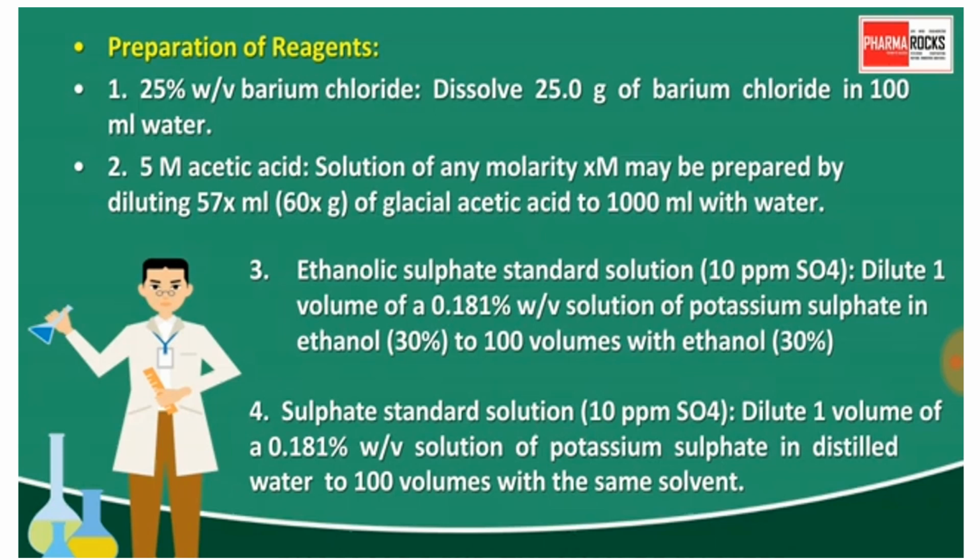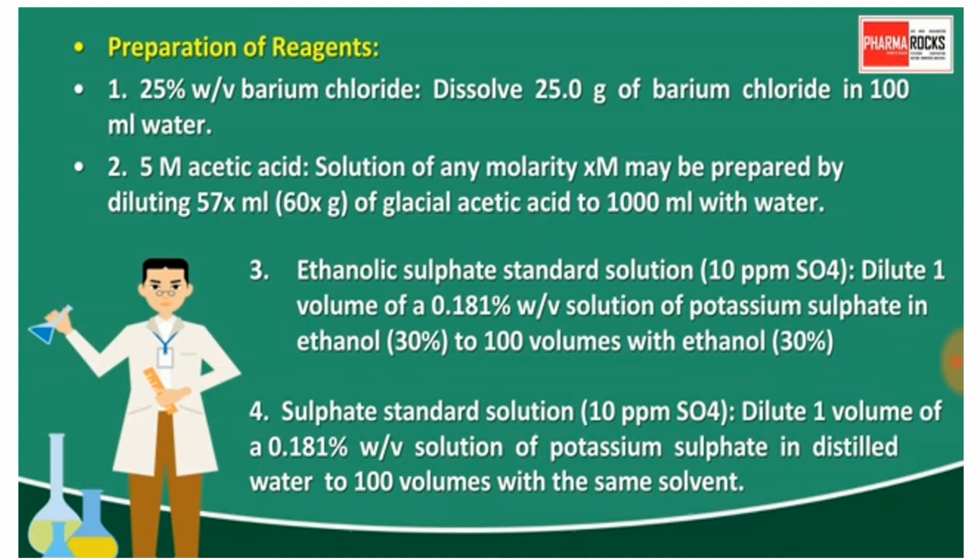So how can we prepare the standard or the reagents? You have to prepare 25% weight by volume of barium chloride, which means dissolve 25 gram of barium chloride in 100 ml of water. The 5 molar acetic acid solution may be prepared by diluting 57 ml or 60 gram of glacial acetic acid to 1 liter or 1000 ml of water.